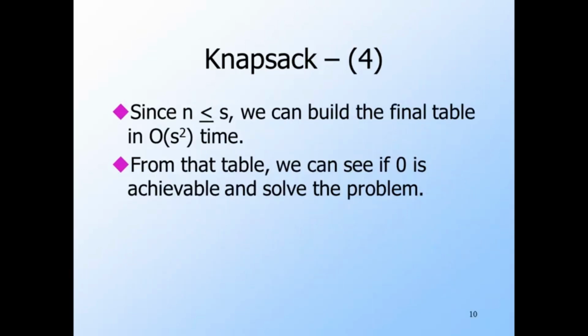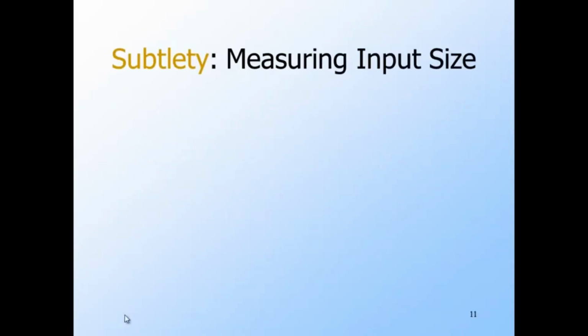Okay. Note that n is equal to or less than s since the integers are each positive. That is, the sum of the integers is at least equal to the number of integers on the list. Thus, we can build a table that corresponds to the set of all the integers in order s squared time, s for each of n different tables. We then look in this table and see if 0 is true. If so, the answer to the knapsack instance is yes, and otherwise it is no. However, that conclusion is actually deceptive.